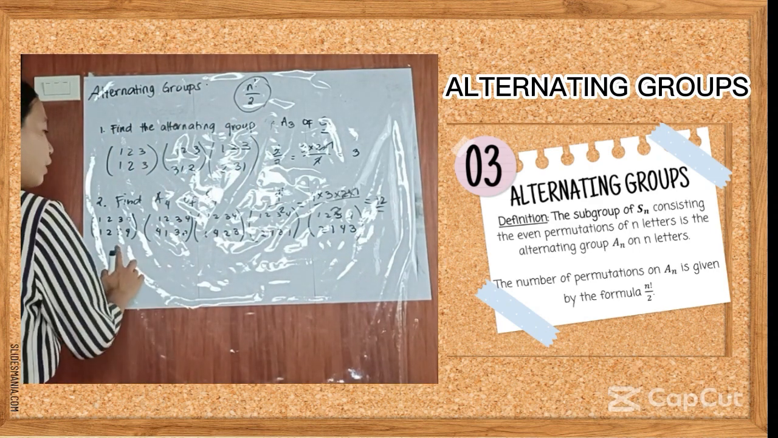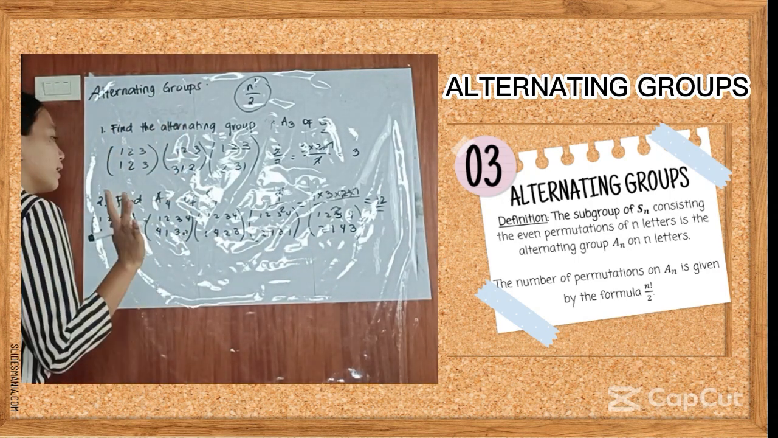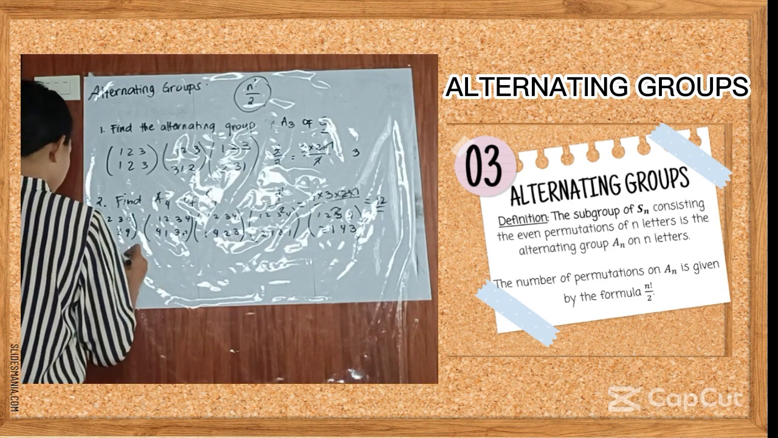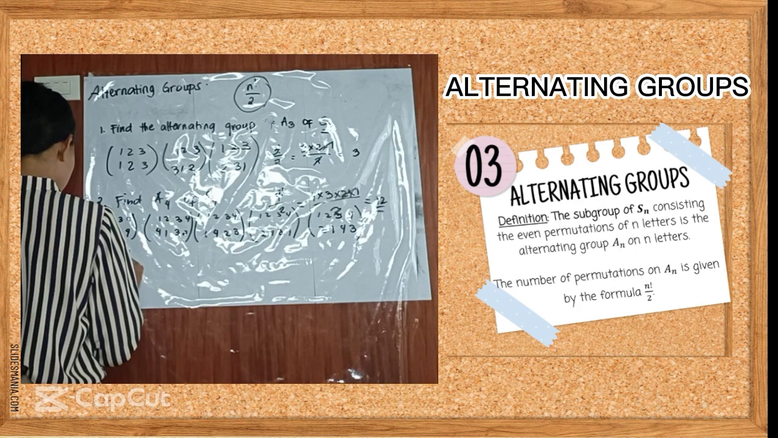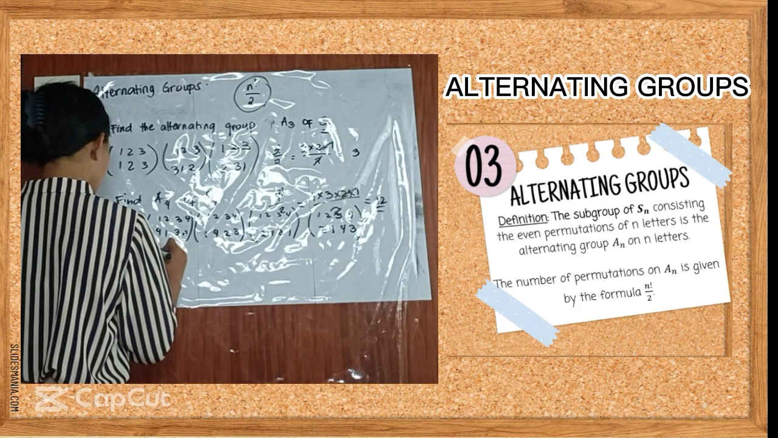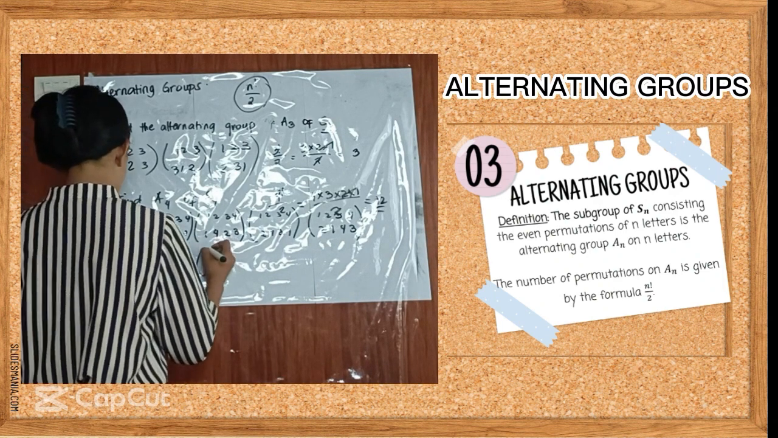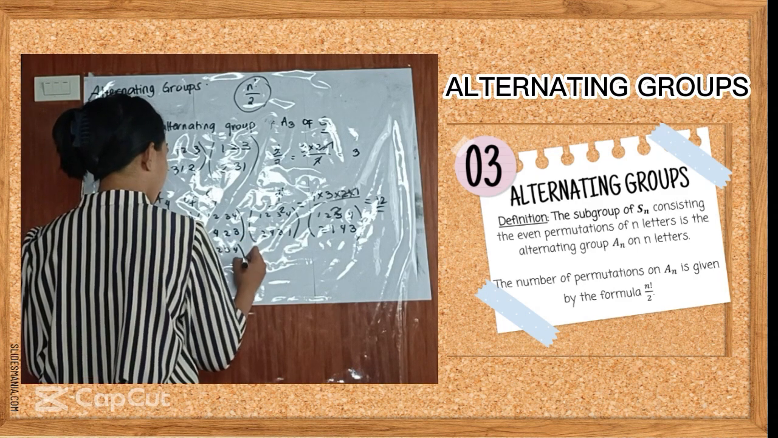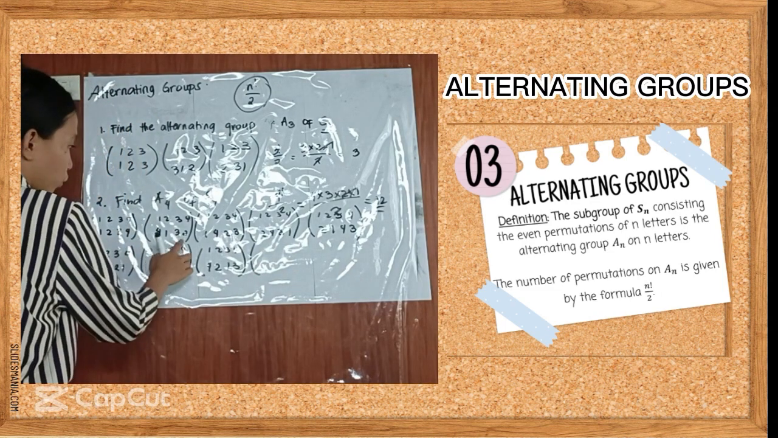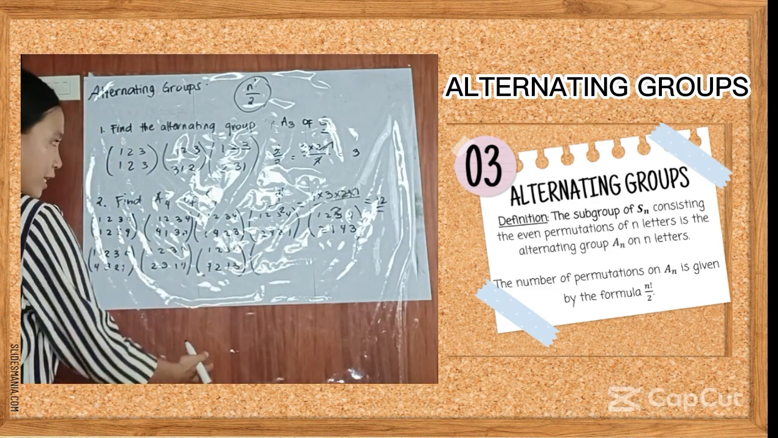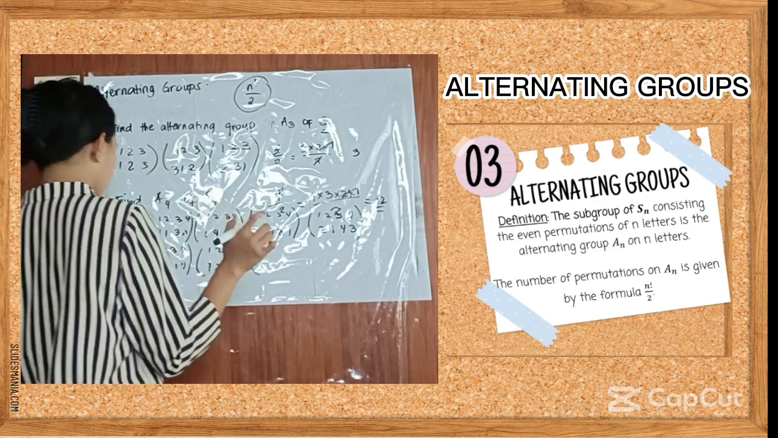We already have five. We still need seven. So we have 1, 2, 3, 4 to 4, 3, 2, 1. Next, 1, 2, 3, 4 to 2, 3, 1, 4. And next, 1, 2, 3, 4 to 4, 2, 1, 3. We already have eight, and we just need to find four more.